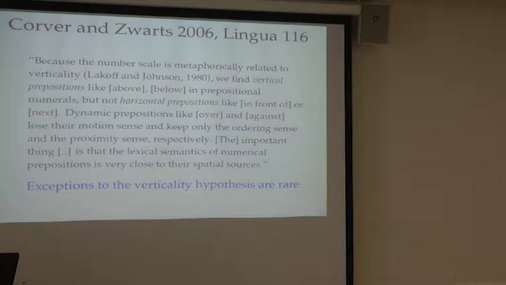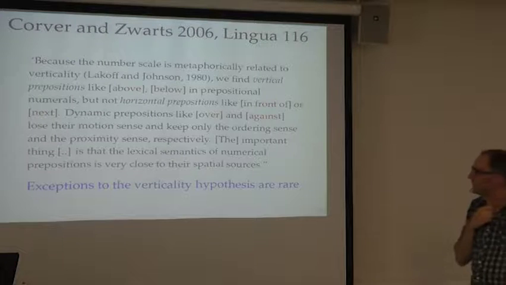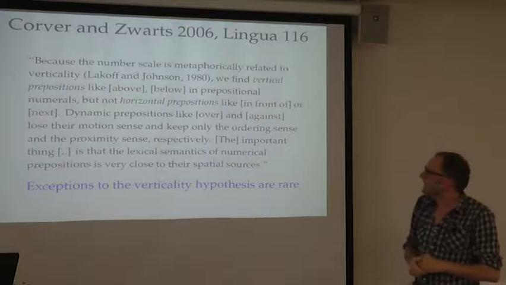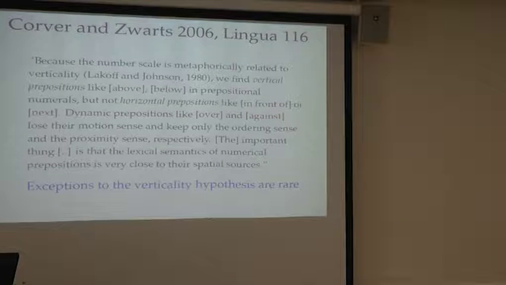Now there's a paper in Lingua that looks at this, especially in Dutch and quite a few other languages too, by Corver and Schwarz, and they say the number scale is metaphorically related to verticality. We find vertical prepositions like above, below in prepositional numerals, but not horizontal prepositions like in front of or next. Dynamic prepositions like over and against lose their motion sense and keep only the ordering sense and proximity sense respectively. The important thing is that the lexical semantics of numerical prepositions is very close to their spatial sources. And this is going to be the intuition that we're going to need for the rest of the talk.